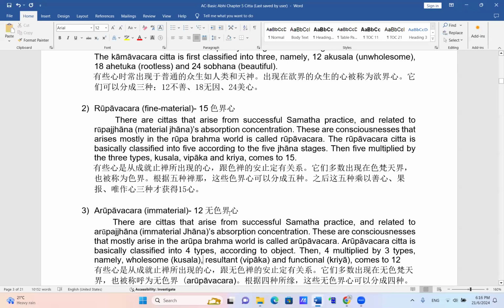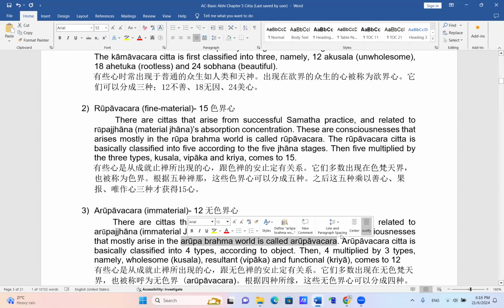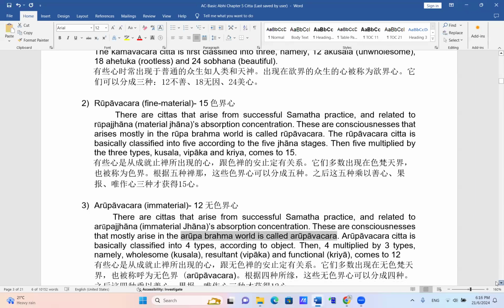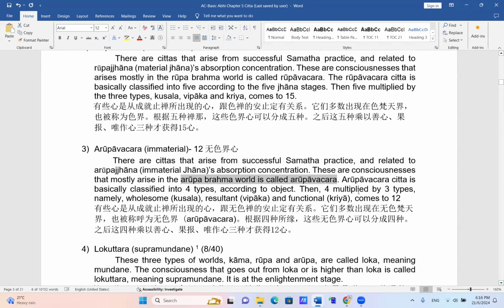And then the Arupa Vachala is also from successfully jhana samatha practice, but different is this to do the Rupa jhana and this Arupa jhana. So it's also happen in different type of beings called Arupa. Remember Arupa, we are 4. Okay, the infinite space, infinite consciousness, and so on. So it also have 4 only, and then you multiple 3, so you got 12. All right. So I will come back to here later, don't worry.